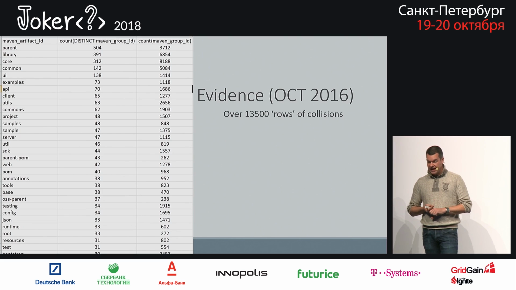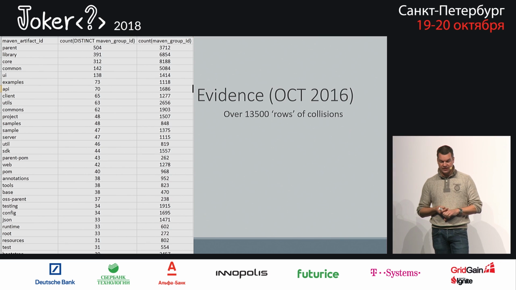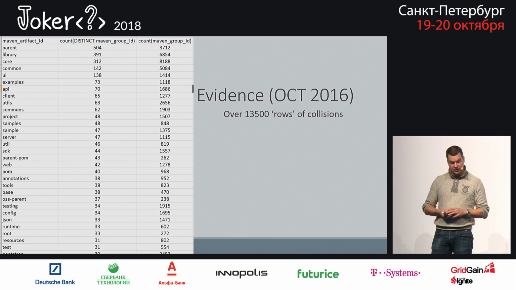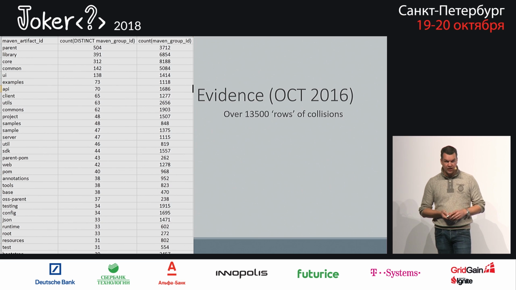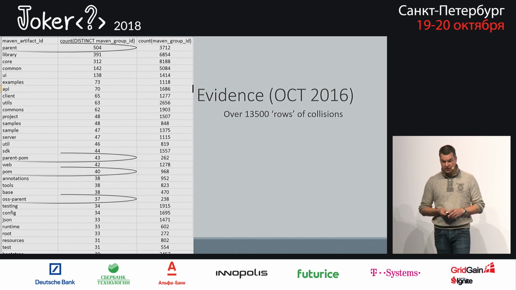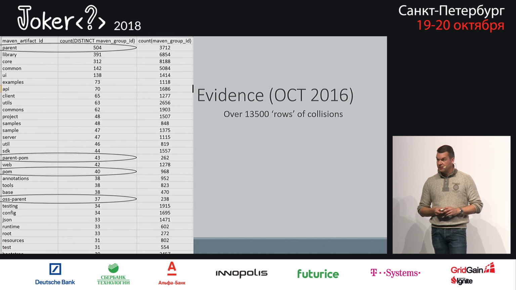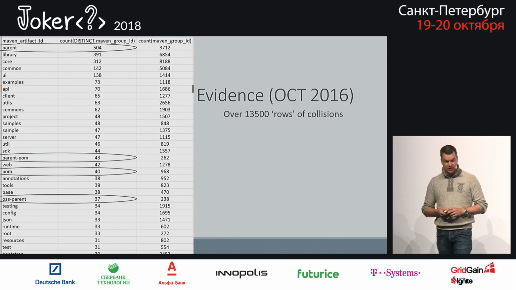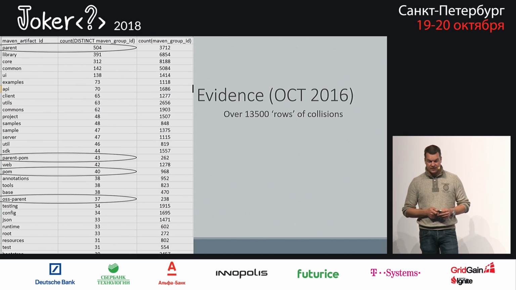So if you take a look at unique artifact IDs, we had a look in Maven Central in October 2016, and we noticed that over 13,000 rows would result in a collision. This is a little bit unfair, because there are a couple of artifact IDs which are not jars, they are just POMs. You can remove them from the list, but still the list is very long.